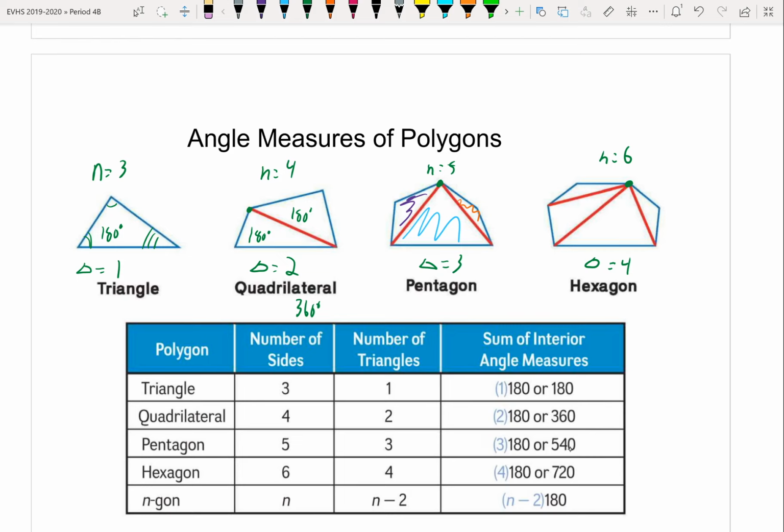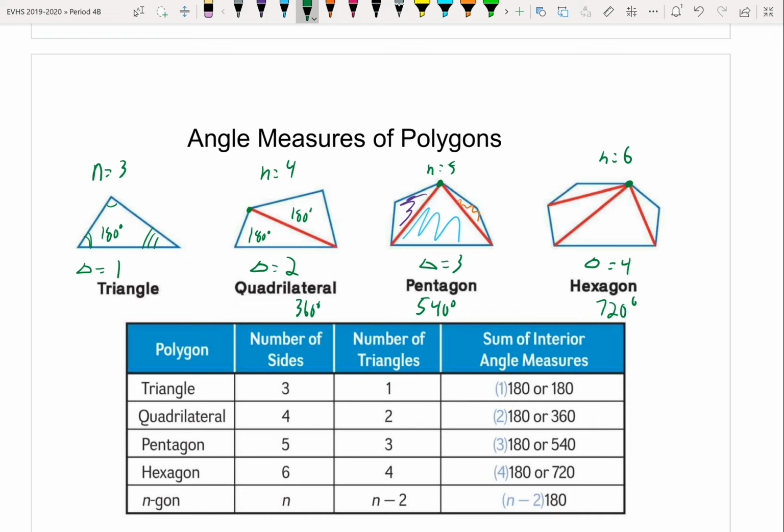I can't write today either. 540 degrees. Same thing for my hexagon. I've got 4 triangles, so 180 times 4 is 720 degrees. Now what that means is I am seeing a pattern. It looks like I take the number of sides and subtract 2 to get the number of triangles, then take that and multiply by 180, and I get the sum of the interior angles.